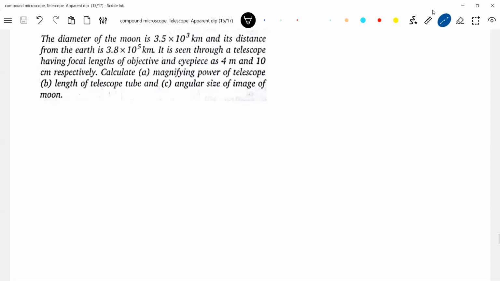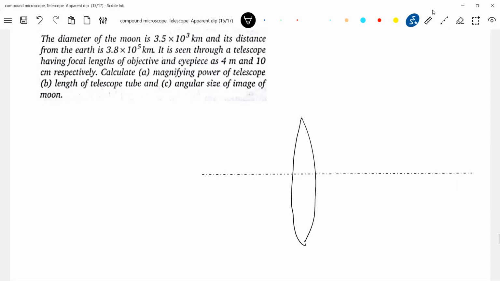Ray diagram I may not be able to give. This is the objective. This one. This is the moon somewhere here. The diameter of the moon. So what we know is the diameter of the moon. Its angular size of the image is asked. So it will subtend an angle alpha.